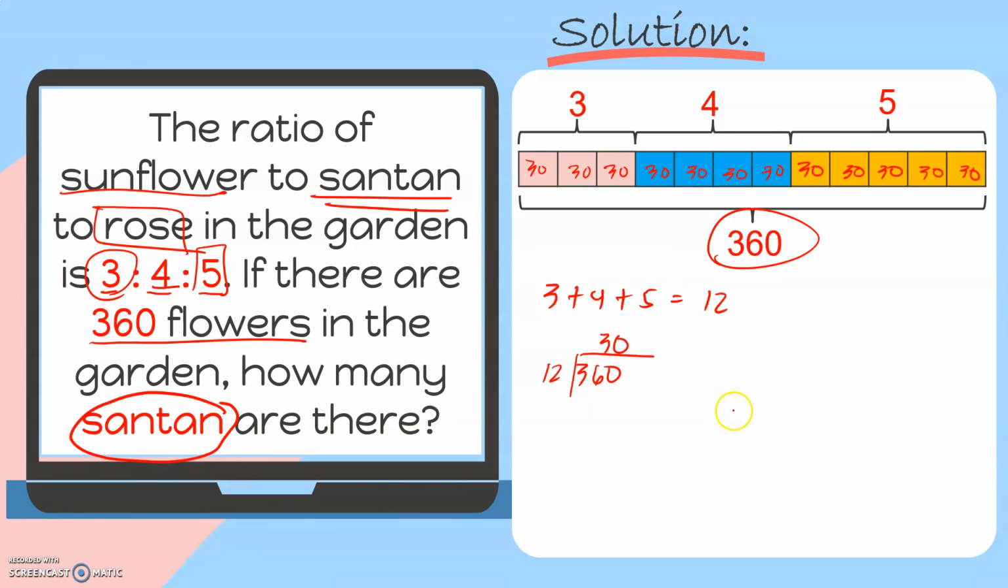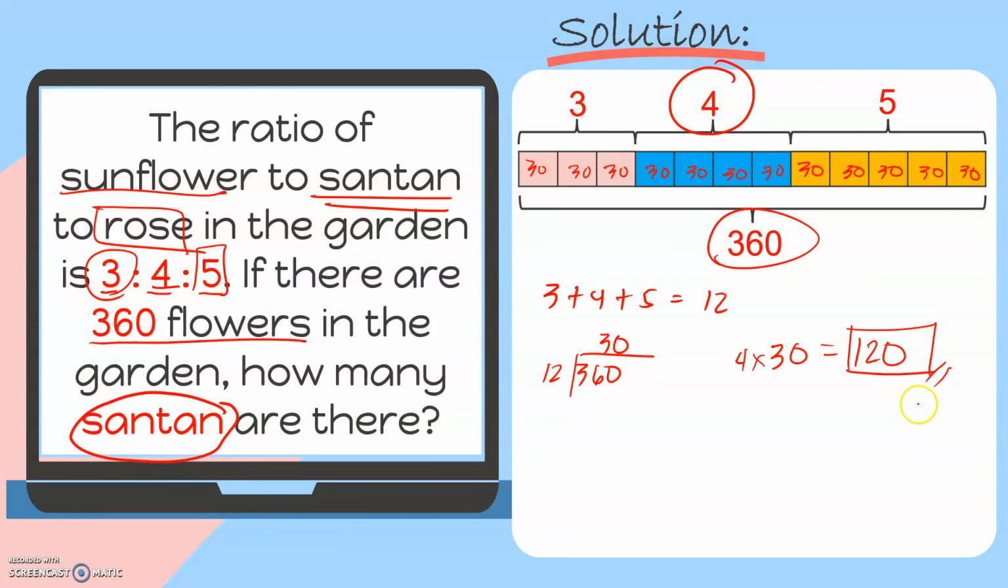So let's now find the number of santan there are. Again, in the ratio 3:4:5, 4 parts is for santan because our ratio is sunflower to santan to rose. So all we need to do is to multiply 30 by 4. So 30 times 4 or 4 times 30 will give us 120. That means there are 120 santan in the garden.